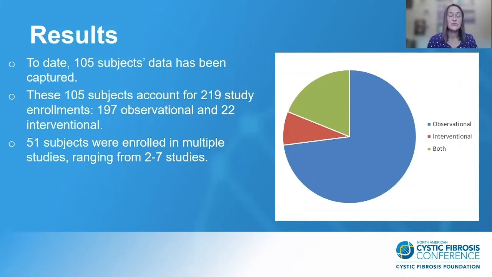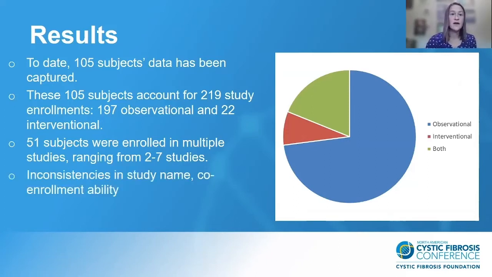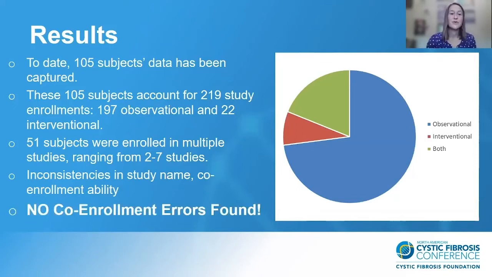Of these, 2 do not allow for any co-enrollment, and another 2 have specific requirements about co-enrolling. There were some inconsistencies in data entry regarding study name and co-enrollment ability, and a significant lag time of the data entry of new study participants. However, we found no co-enrollment errors.